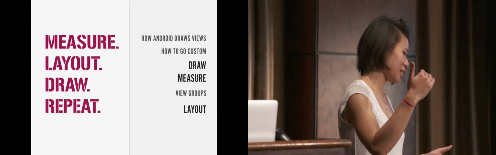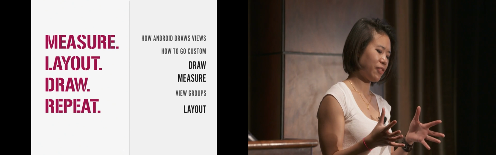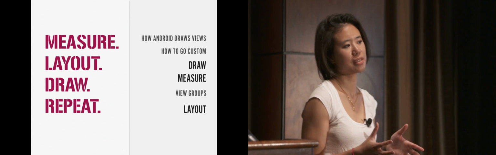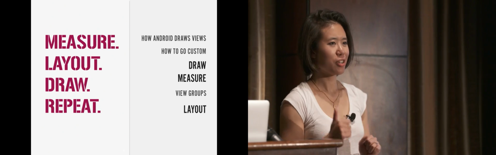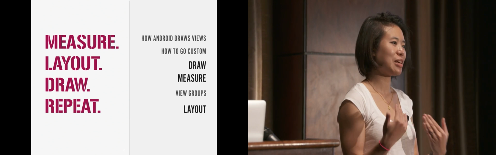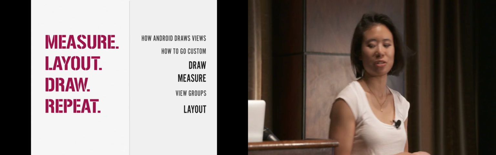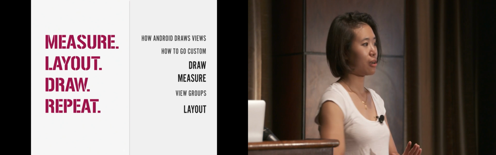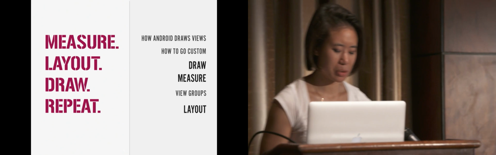Now, once you get draw and measure down, those are the base things that you need for a custom view. View groups are also views, but they're a little bit different. So we're going to take a step back and see how they are different from doing custom views. And then we're finally going to talk about layout and what you do when you're laying out a custom view group.